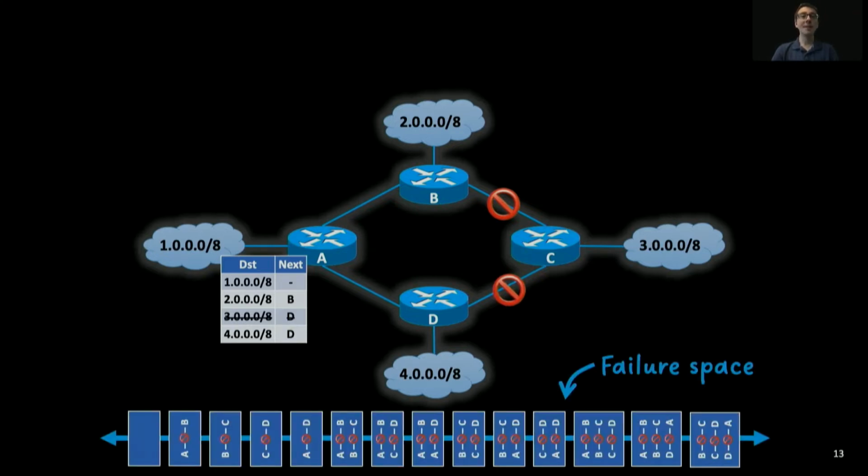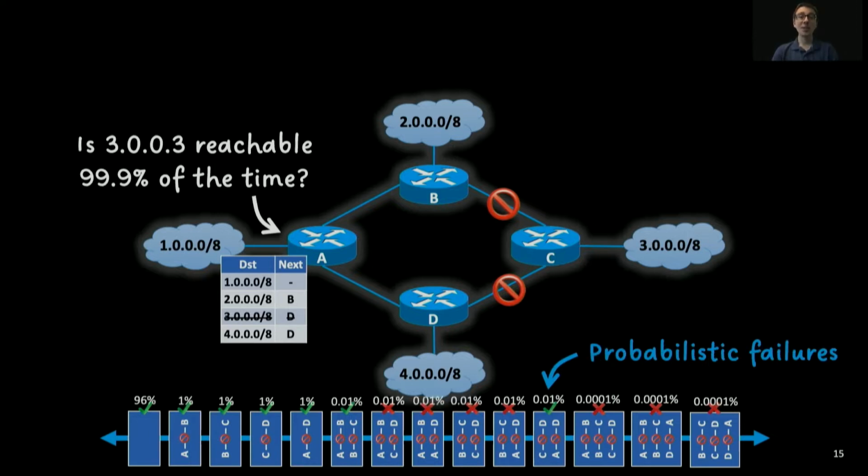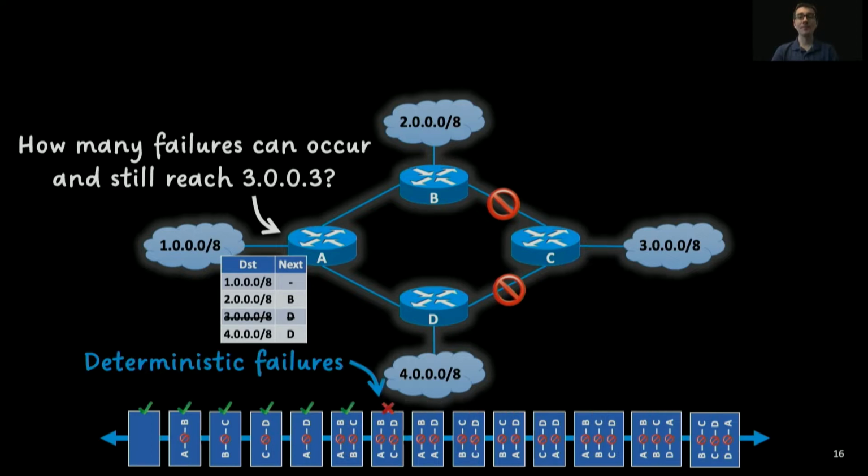The range of all possible failure scenarios in a network is called the failure space. To answer the network engineer's question, we need to analyze the network's behavior for the entire failure space. Furthermore, we need to reason about probabilistic link failures. If the network engineers instead ask, what is the maximum number of failures that can occur and still be able to reach this host, then we'd need to explore the link failures only up to the point where the first host becomes unreachable, which we refer to as deterministic failures.